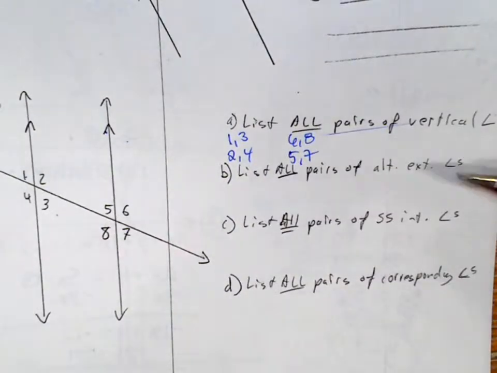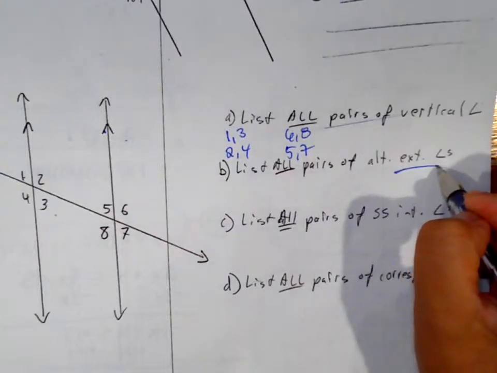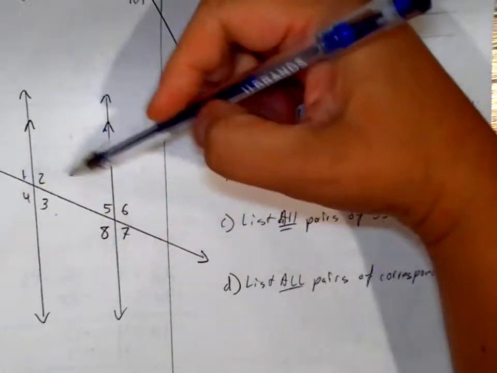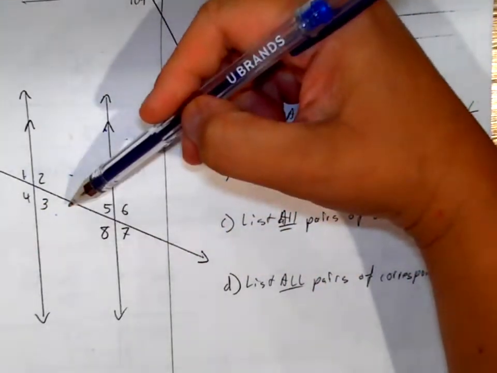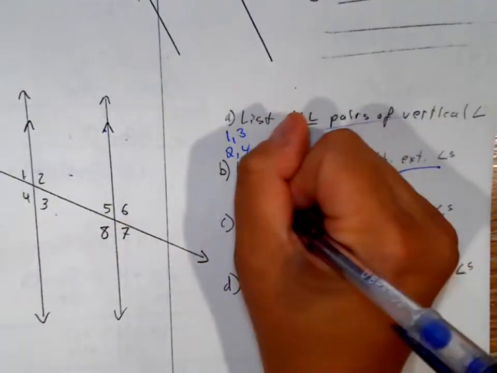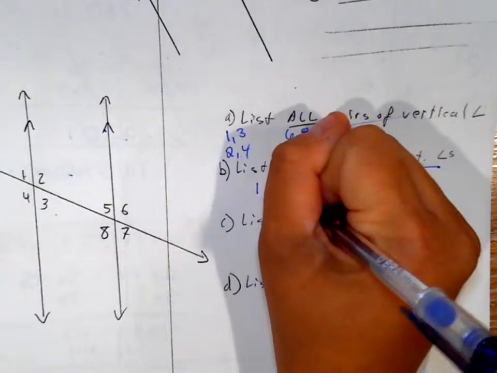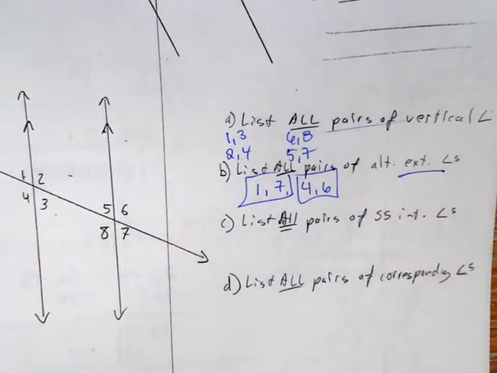All right, your alternate exterior angles. Remember, it's exterior. They're on the outside of the transversal. So here's inside. These guys are outside. So outside the transversal for this one, you've got 1 and 7, 4 and 6. So there's one pair. There's the other pair.